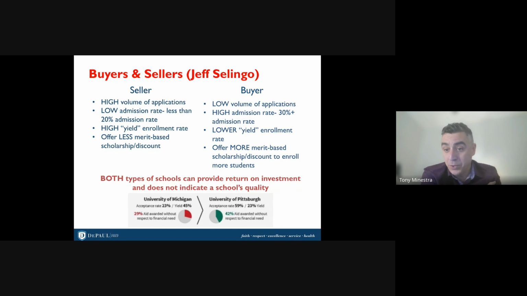That yield is lower though. So they're admitting over half the students that apply, right? But they're only matriculating, they're only enrolling a quarter of those students. So you can see a really good example of two schools that are very similar to one another with very different operational outcomes.